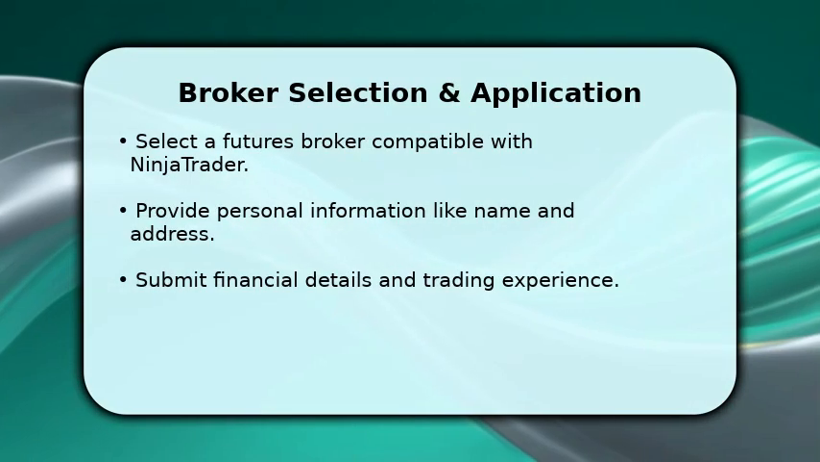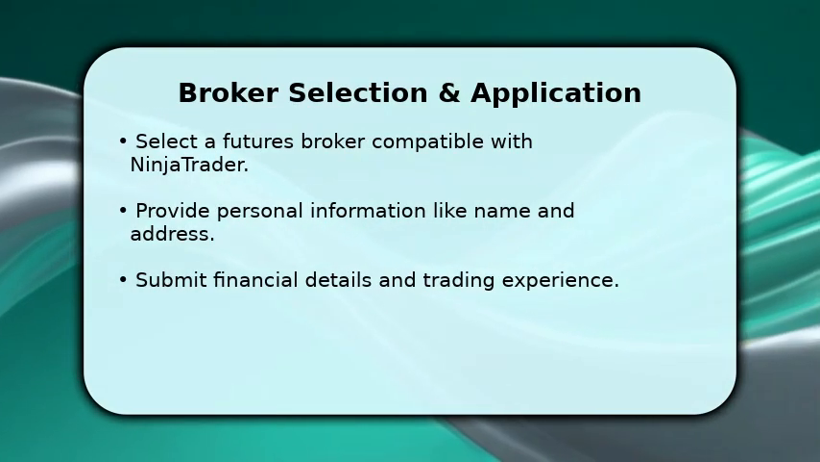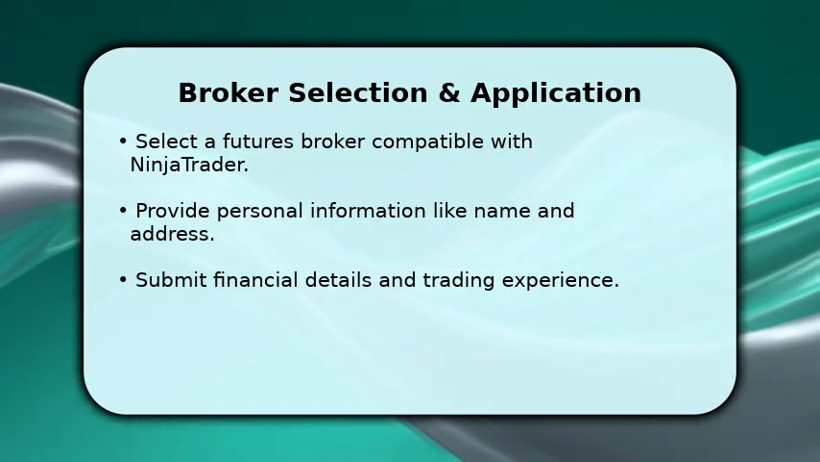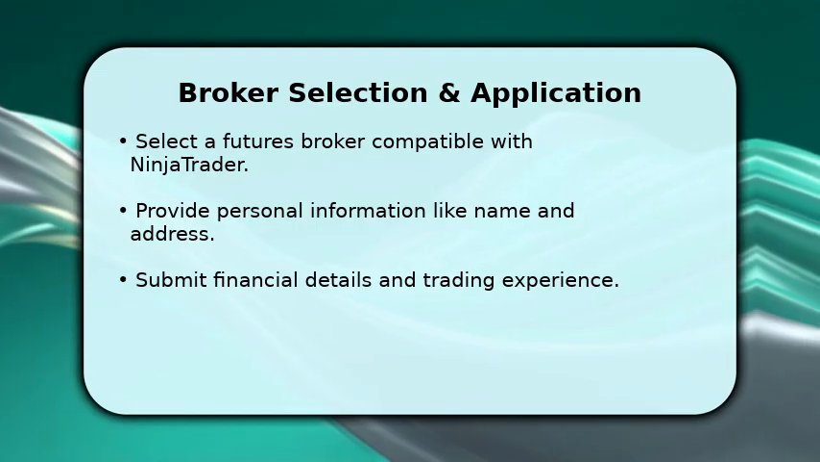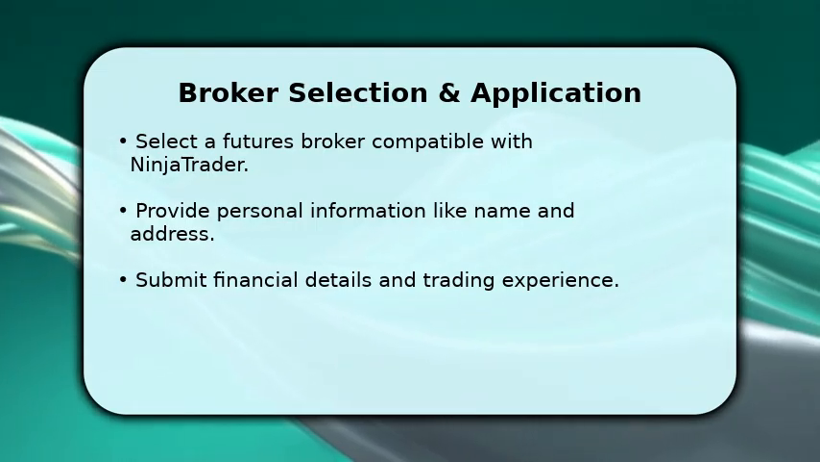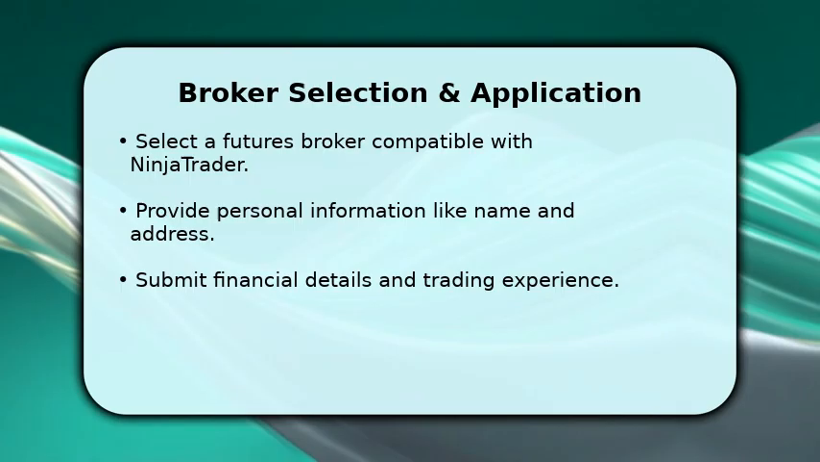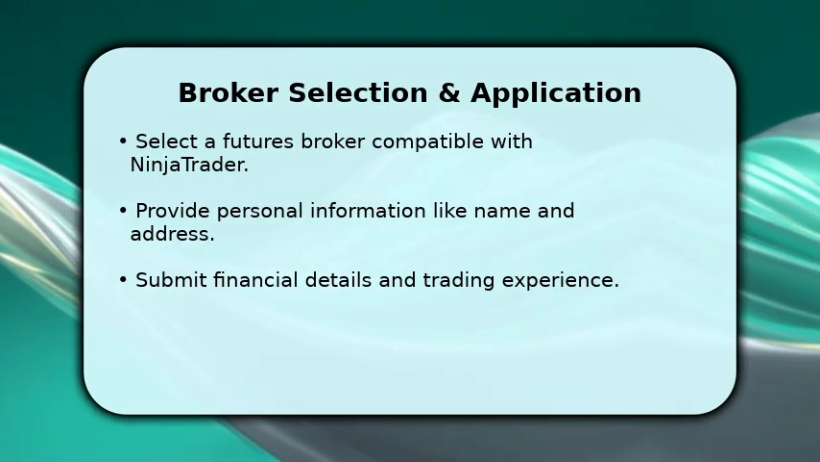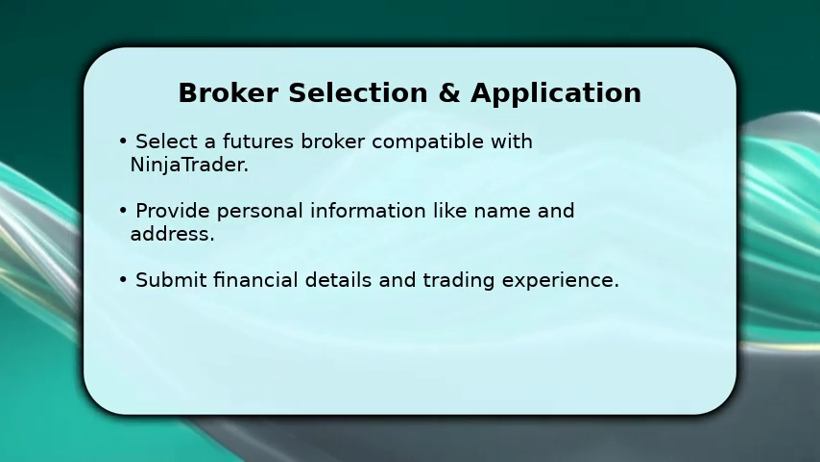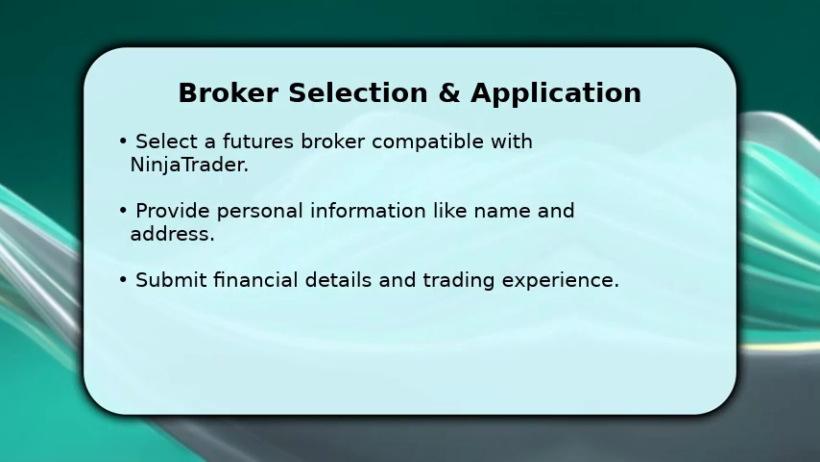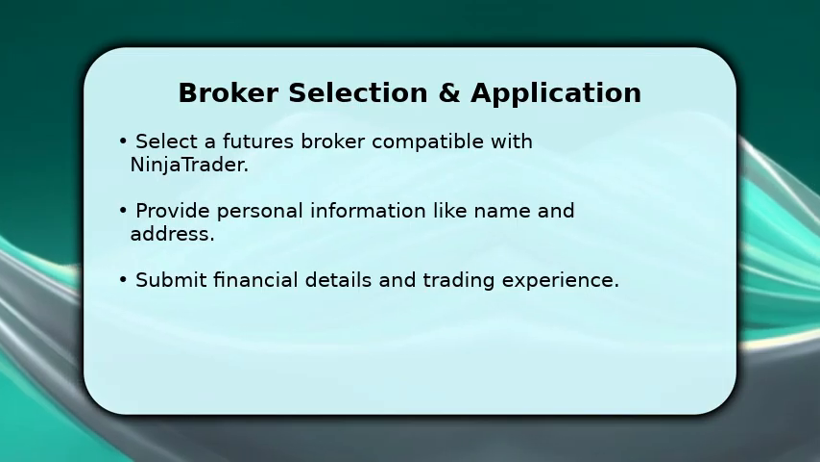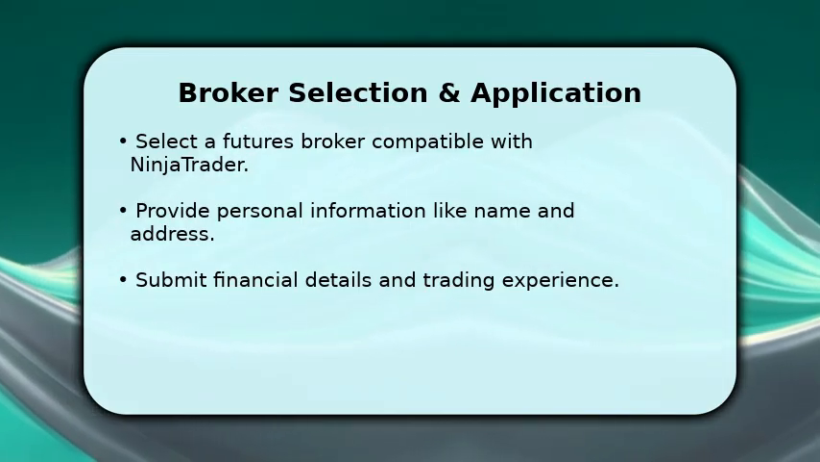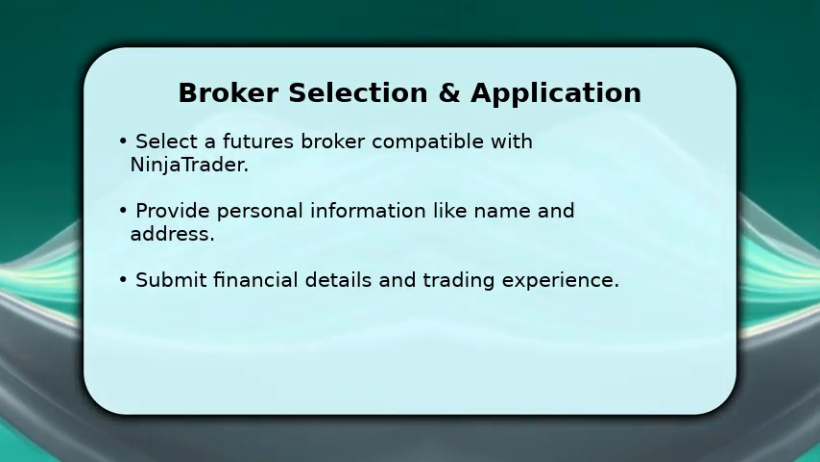The first crucial step is choosing a futures broker that integrates seamlessly with Ninjatrader. After selecting your broker, you'll proceed to their online application. This involves providing your personal information, including your name, address, and contact details. You'll also need to disclose financial information and your trading experience. Carefully review all terms and conditions before submitting your application.